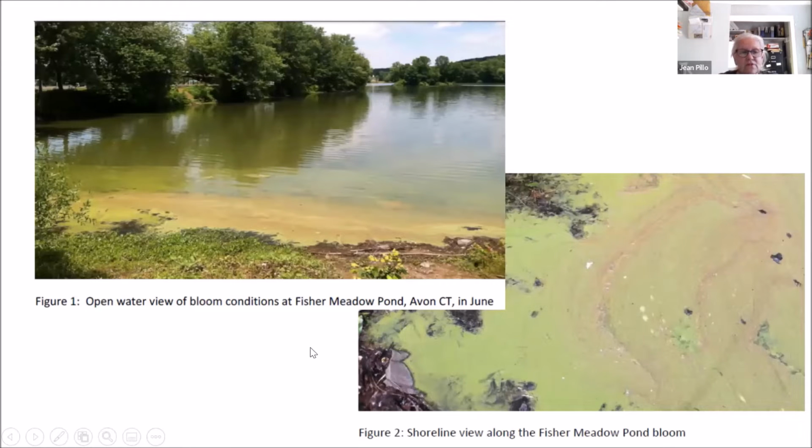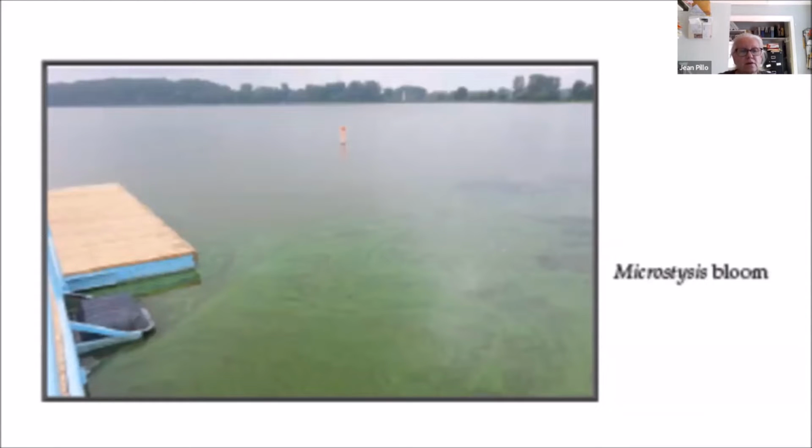Here's a couple others from Fisher Meadow Pond in Avon, Connecticut. That's not all the same color greens. There's different types, different species of cyanobacteria that we'll see. What we're seeing in these cases is the water kind of looks green, but this is where the wind blows it against the shoreline and we get that surface scum. That's pretty obvious. There's another one. You can see that it's blown over to the shoreline.